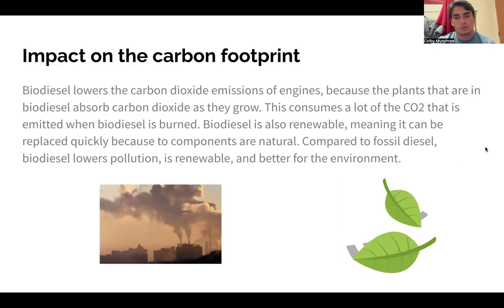So, the impact on the carbon footprint. Biodiesel lowers the carbon dioxide emissions of engines because the plants that are in biodiesel absorb carbon dioxide as they grow. This consumes a lot of the CO2 that is emitted when biodiesel is burned. Biodiesel is also renewable, meaning it can be replaced quickly because the components are natural. Compared to fossil diesel, biodiesel lowers pollution, it's renewable, and it's just better for the environment.